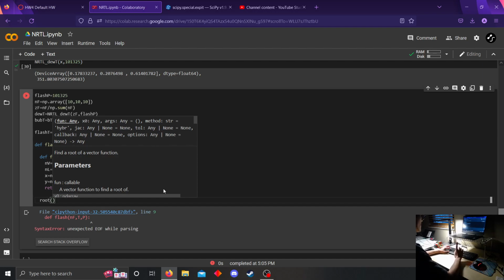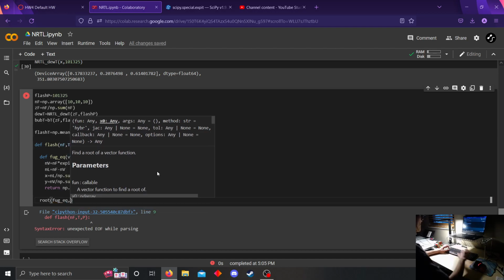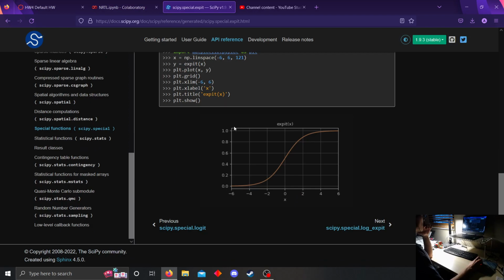And the first thing we need is a function. So our function is going to be the fugacity equation. Now we also need an initial guess. So going back to this xbit here, if we take a look at this graph, a good initial guess will be right in the middle. So for our y values, it'll be 0 to 1, it'd be about 0.5.